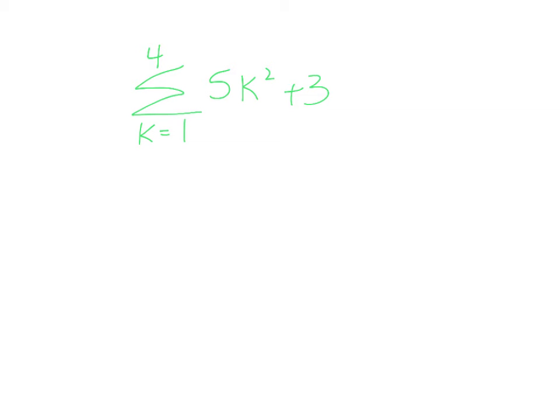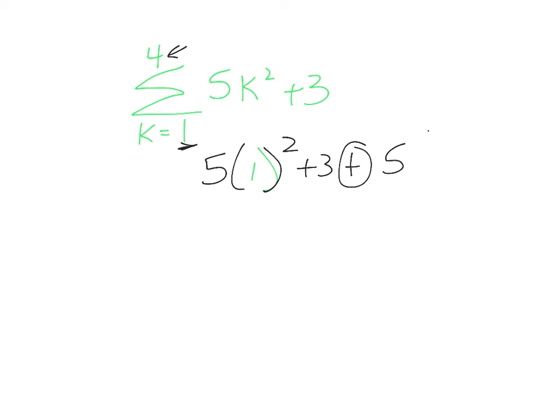All right, so again, I'm plugging in. I'm starting with the number 1, and I'm going to the number 4. So I do 5 times 1 squared plus 3, plus, and that plus comes from the sigma, 5 times 2 squared plus 3, plus, again I'm circling the pluses, the addition signs that I'm using for sigma. The other addition signs you see are from the expression 5k squared plus 3.